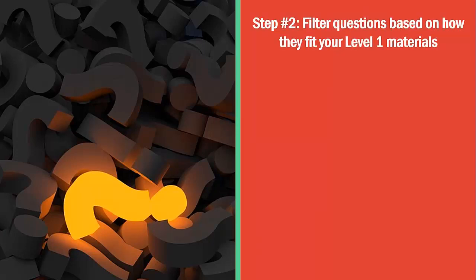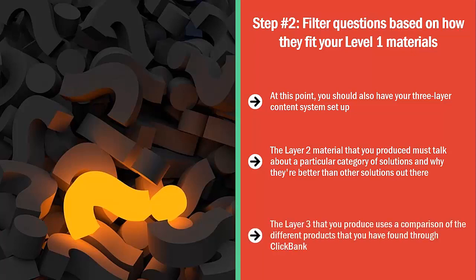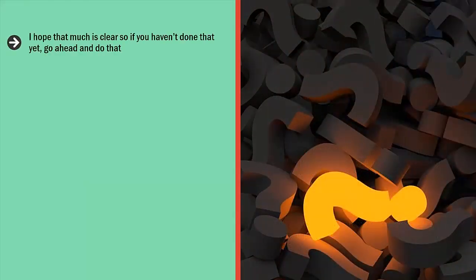Step number 2. Filter questions based on how they fit your level 1 materials. At this point, you should also have your 3-layer content system set up. The first layer is a blog post that informs the reader regarding the problems that they have and the range of solutions, as well as a common sense guide on what to do and what not to do. The layer 2 material that you produce must talk about a particular category of solutions and why they're better than other solutions out there. The layer 3 that you produce uses a comparison of the different products that you have found through Clickbank.